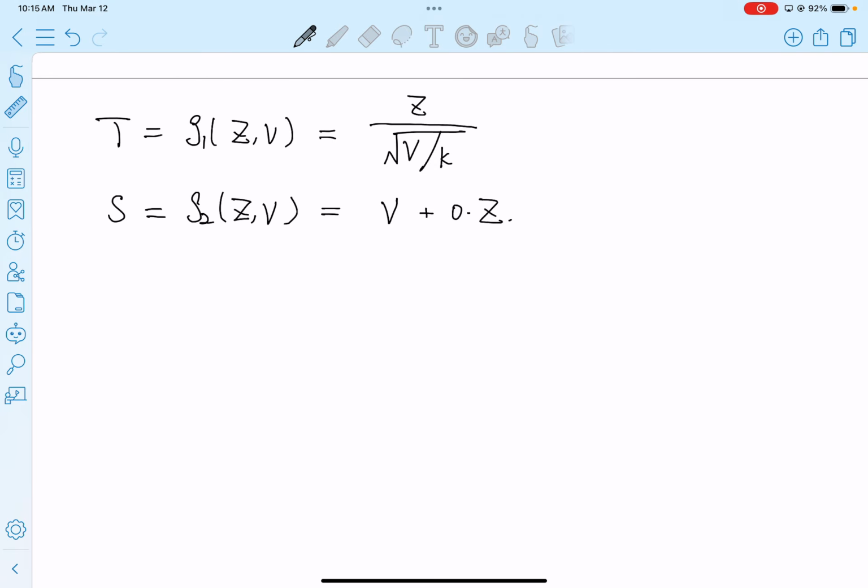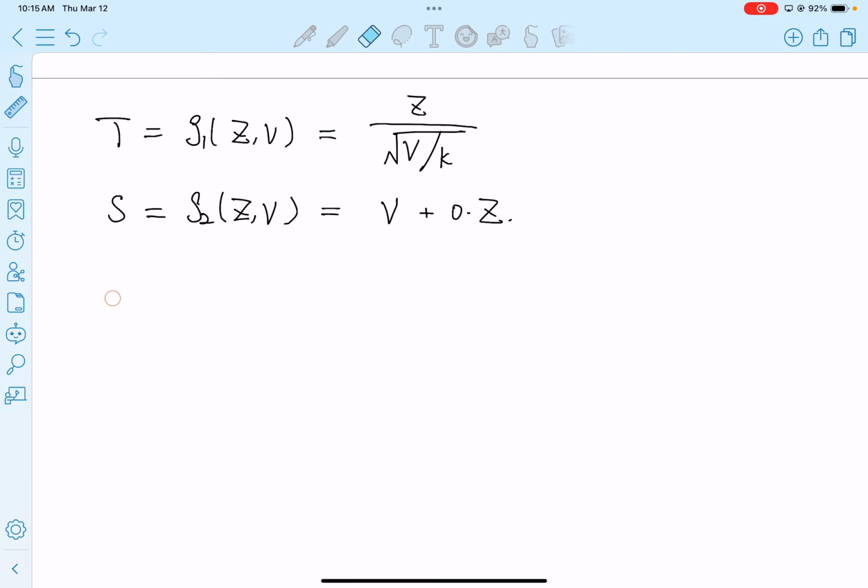To use the method of transformation, we also need the functions h1 and h2, the inverses of these. You input the t and the z, you input the t and the s, and then you obtain the original random variable back. The original here is the z and the v. Okay?